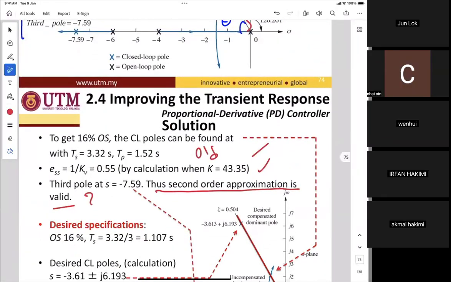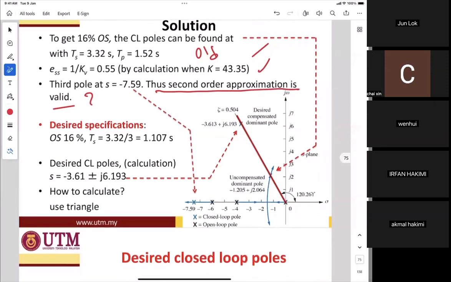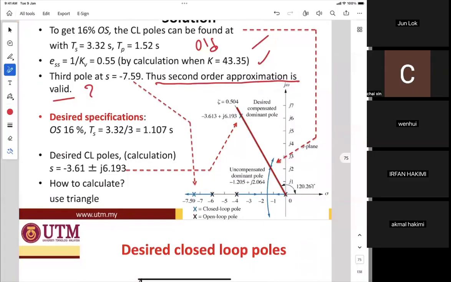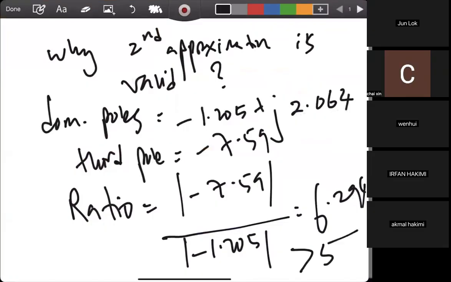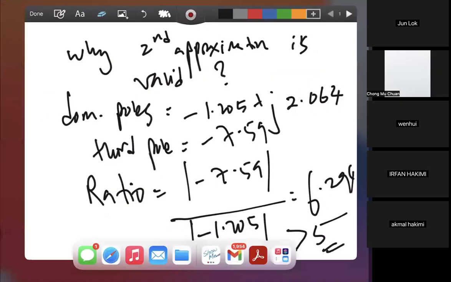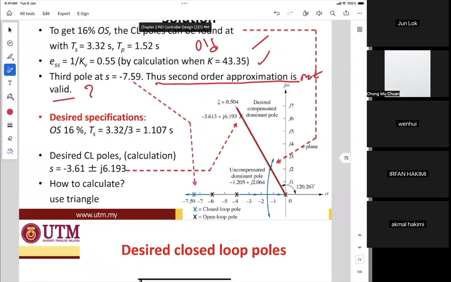So with negative 7.59, is the second order approximation valid? I think this is not valid. Is not valid. Okay, because it's greater than 6.29, which is greater than 5. What we learned is below 5, second order approximation. Okay, right, it's greater than 5, sorry. It's greater than 5, so the second order approximation is valid because it's greater than 5.